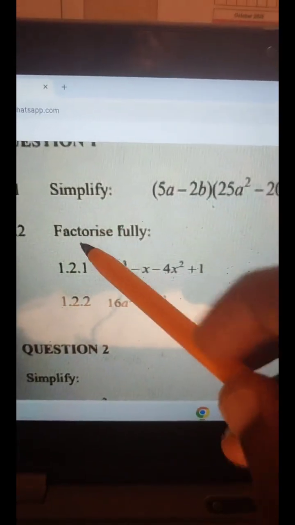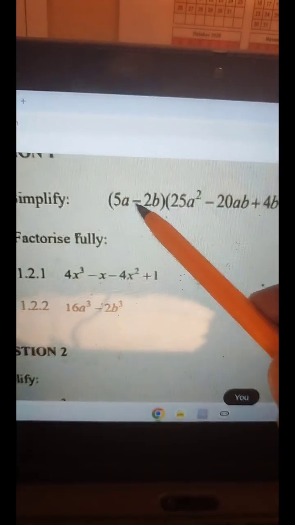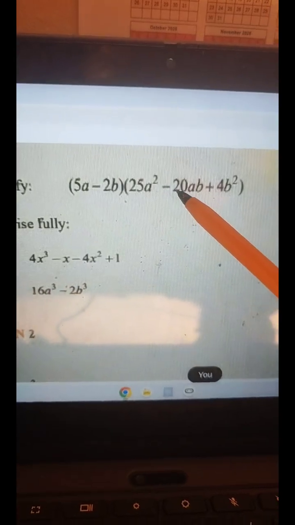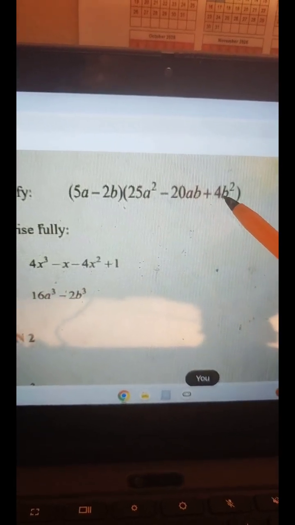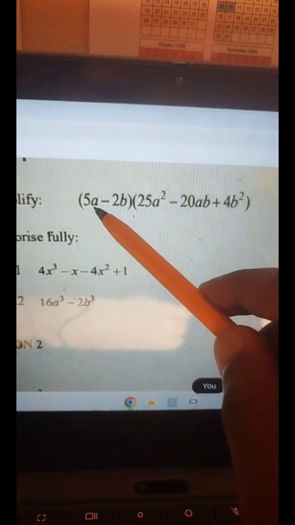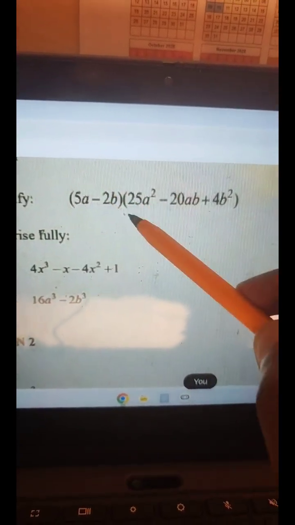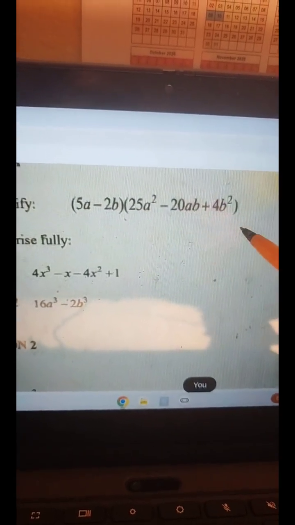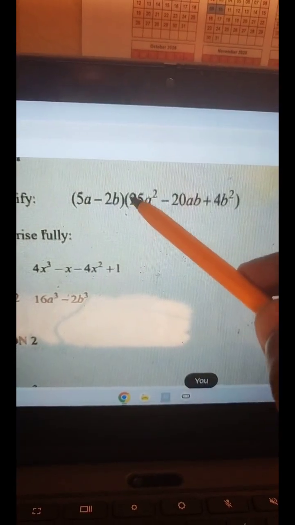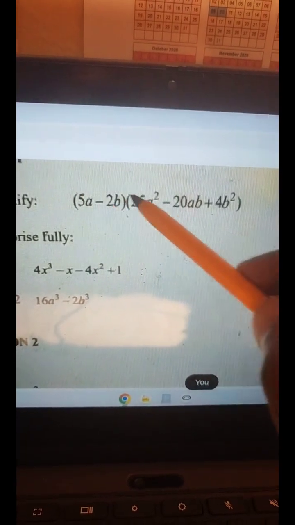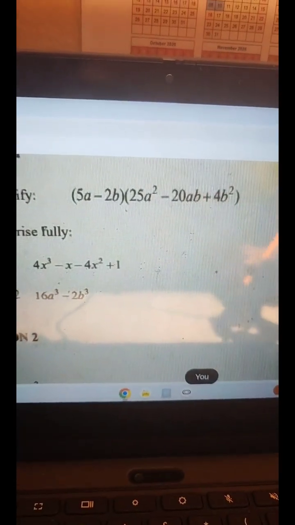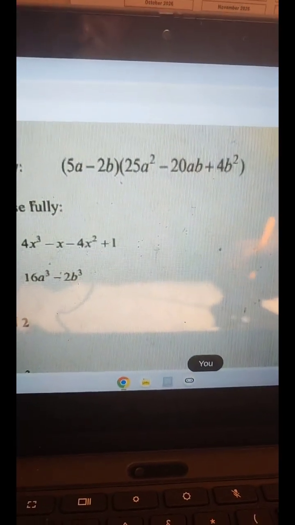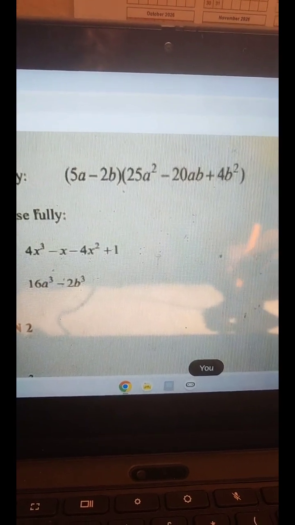Okay, so let's look at the first question. The first question says simplify 5a minus 2b into 25a squared minus 20ab plus 4b squared. So what we have here is a bracket with 2 terms and then a bracket with 3 terms, and these brackets are not separated by a plus or minus sign, but they are combined by a multiplication sign. So as Liam says in the comment section, we're supposed to use the distributive law.